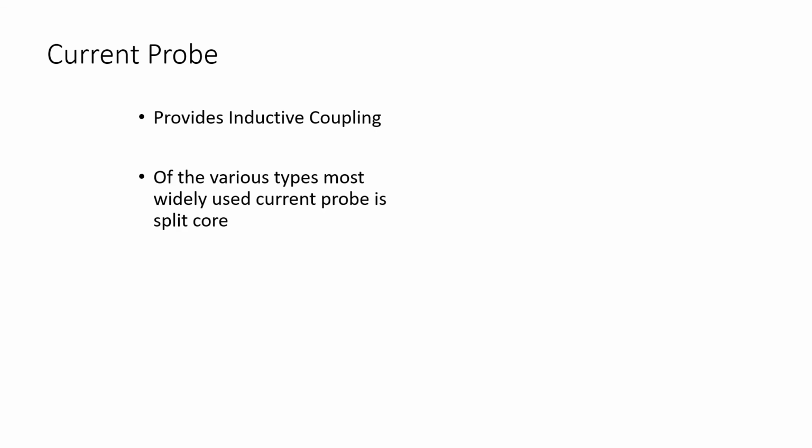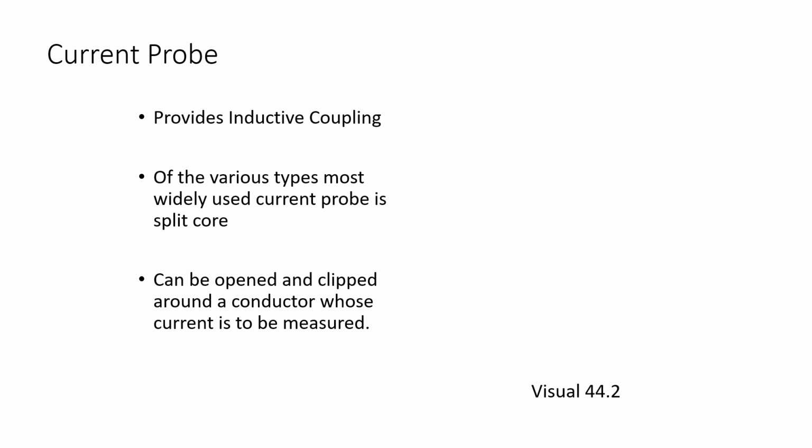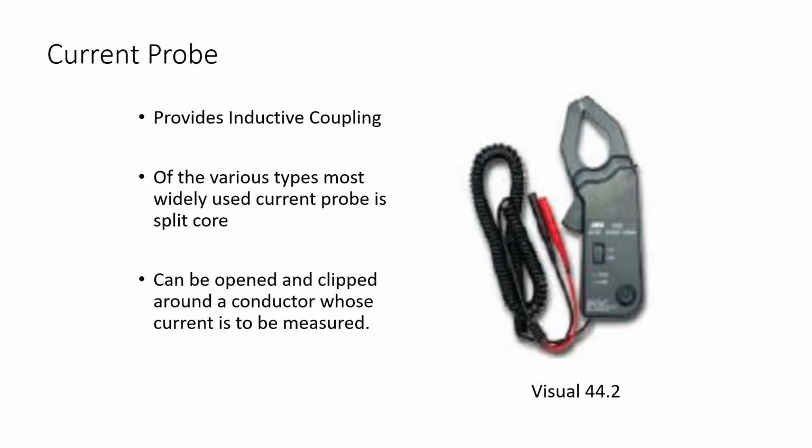The current probe, as I already told you, provides inductive coupling. Of the various types, the most widely used current probe is the split core type. That is, you need not disconnect the circuit. It can be just clipped around the conductor whose current is to be measured. You can see here that you need not disconnect the circuit, just clip it around the path at which you want to measure the current. So this is the current probe.